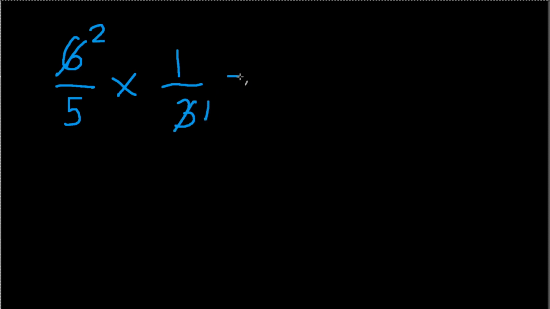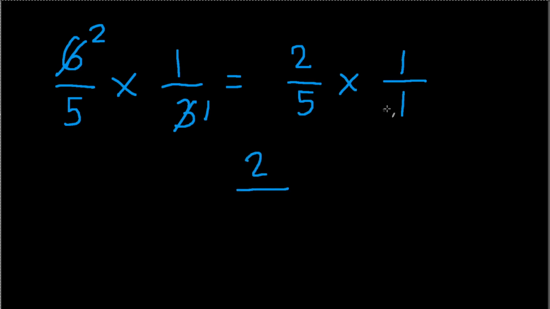So, bali, ang naging bagong equation natin ngayon is 2 over 5 times 1 over 1. And then, ganun lang din. Multiply yung dalawang numerator over dun sa product ng dalawang denominator. 2 times 1 is 2 over denominator na 5 times 1 is simply 5. And that's our answer. As simple as that.